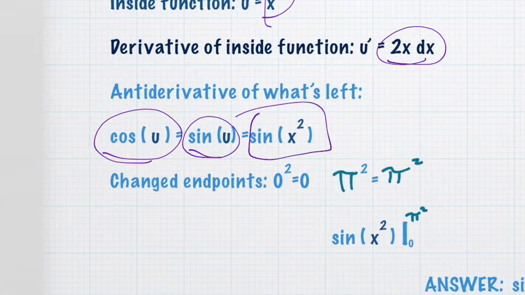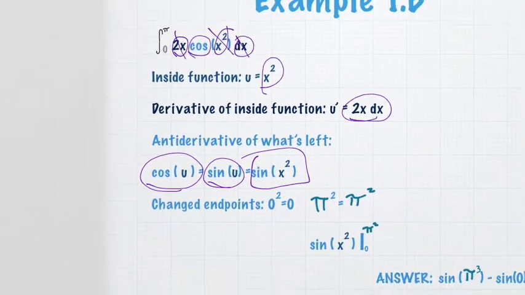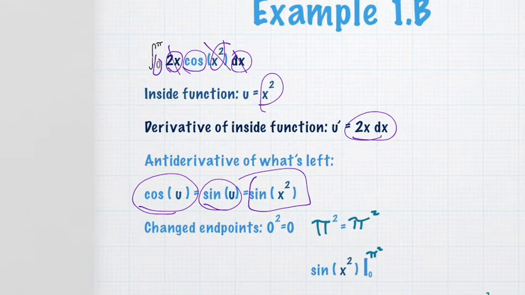Now for your endpoints that are changed, all that means is you've got to plug in those two endpoints we had, the 0 and the pi, into our original equation where we've got our x squared. So basically, whatever you have for your u, you have to do that to your endpoints as well. So you've got pi squared and 0 squared.